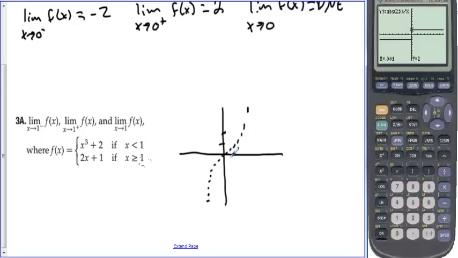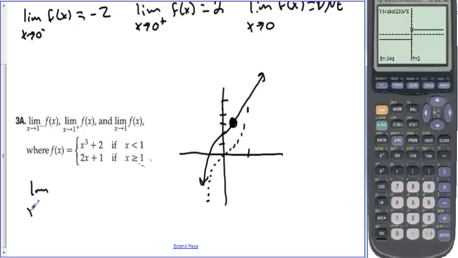So if I plug 1 in, I get 3. 1, 2, 3. And then it's going to look like something like that. And I actually want this dot, now that I look at it, to be open because it's not equal on this one. And then I have the line 2x plus 1. If I plug 1 into this one, I get 2 plus 1, which is also 3. And then I have a slope of 2, so rise over run.